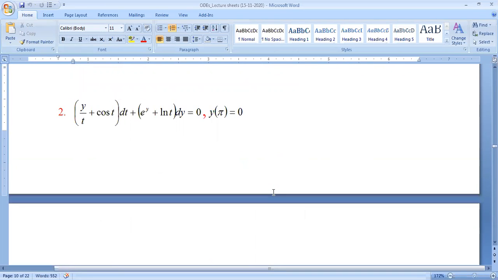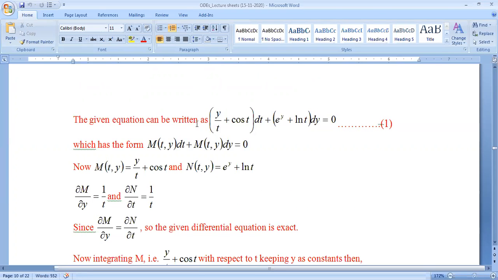Now we can solve another differential equation like this: (y/t + cos t) dt plus (e^y + ln t) dy equals 0, where the initial value is given, for t equals pi, y equals 0. The given equation can be written in this form: M dt plus N dy equals 0, which has this form. Now taking partial differentiation of M with respect to y, we get 1/t, and the cos t term will be 0 because in partial differentiation with respect to y, it is constant.